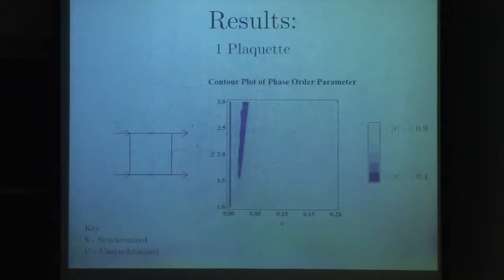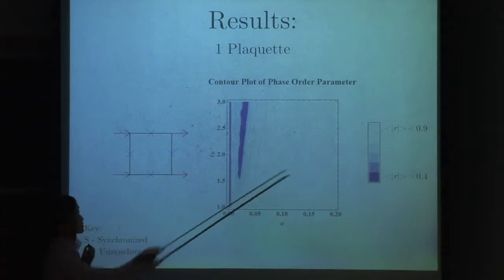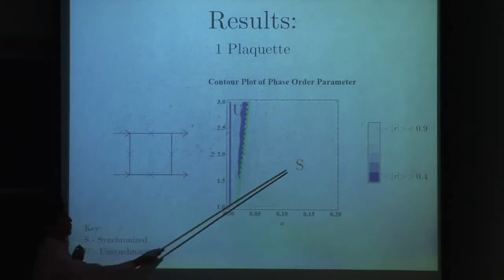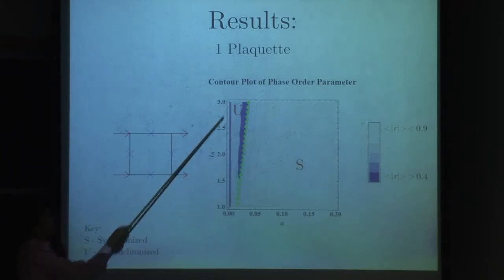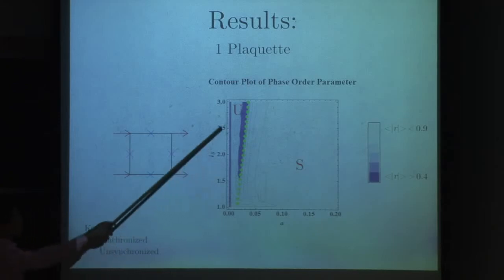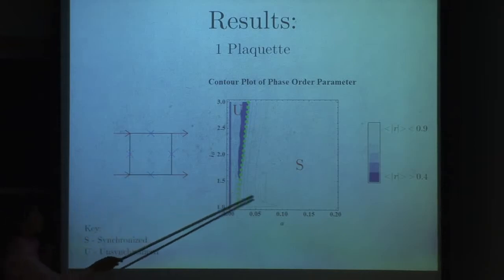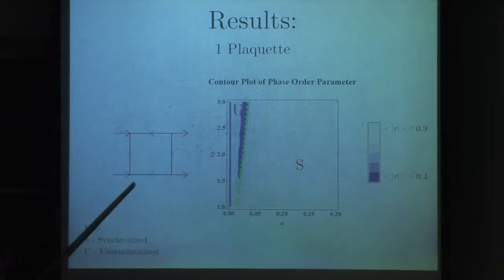Then we numerically calculate the phase order parameter and plot it. We have IB on the y-axis and alpha on the x-axis. Alpha is the coupling strength, and the whiter regions mean that the R value is higher. We can separate this plot into 2 regions. This region is the synchronized region, which we label as S, and this is the unsynchronized region, which we label as U. In the U region, the 2 junctions shown in blue here are not synchronized, but in the S region, these 2 junctions are synchronized.